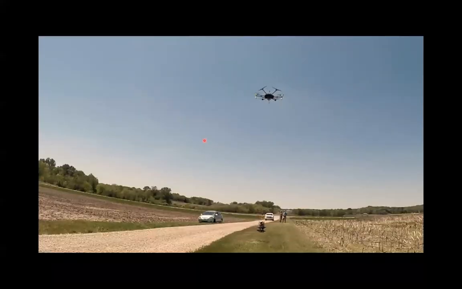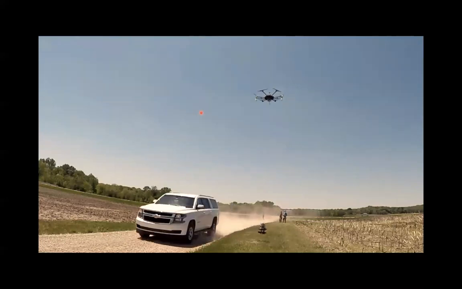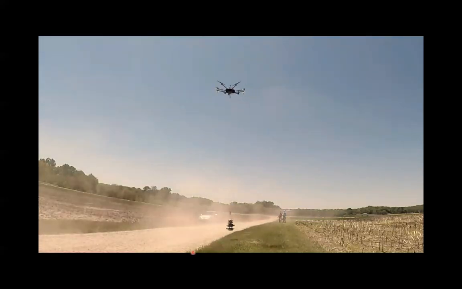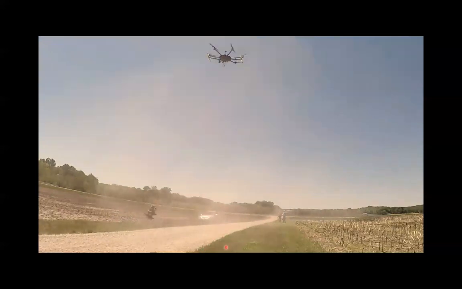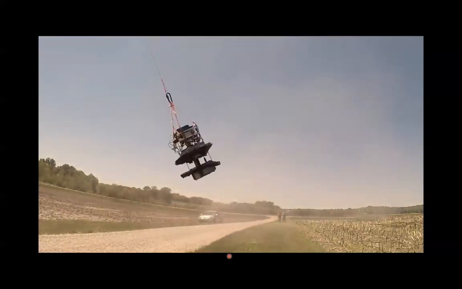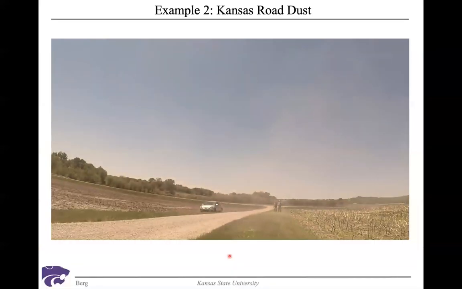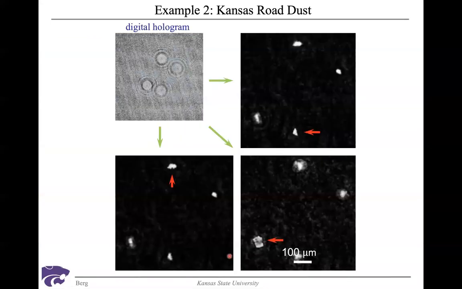Here's one final example I'll show. Had one of my graduate students driving that Suburban down a dirt road at one of the research farms, instruments flying through the dust. And so we get a nice hologram of dust particles. We get many holograms indeed, but here's just one. And then notice when we reconstruct an image from them, we can get images at different focal depths.